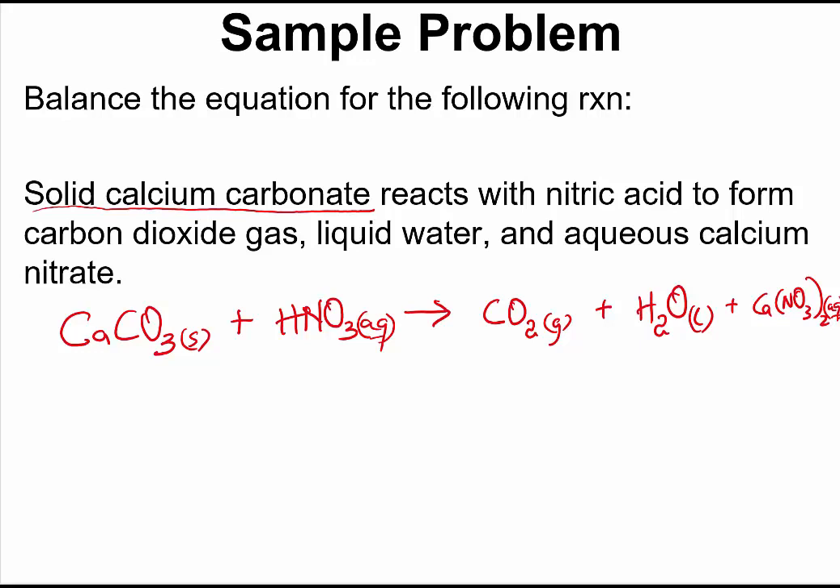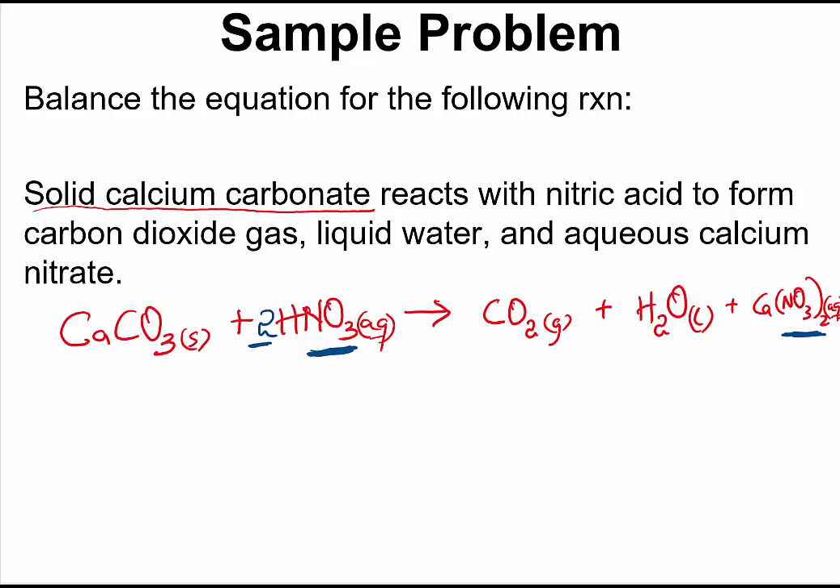Now let us balance the equation. For this question, we have a polyatomic ion that appears on both sides, NO3. On the product side, we have 2 of the NO3. On the reactant side, we have only 1 of it. So to balance this equation, let us first balance the NO3 by placing a 2 in front of the nitric acid. Now the NO3 is balanced on both sides.